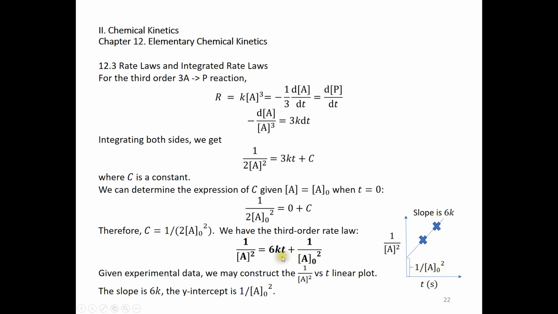The intercept is 1 over A naught squared. That's it. So given the experimental data, we'll just be able to create a graph and determine the slope. The slope divided by 6 is going to be the rate constant. Also, if you have the concentration of A at 2 different times, plug in those values, we can just solve for K and solve for A naught easily.